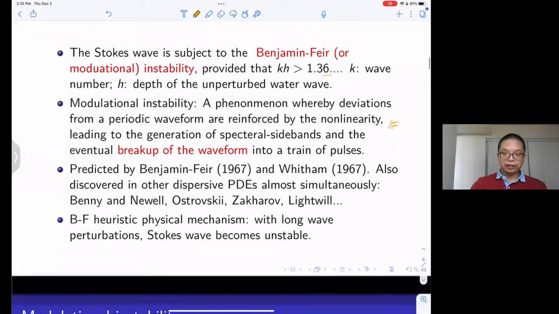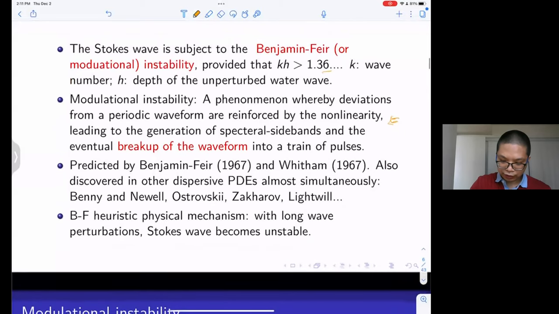All right, so here, this is the modulational instability. It just says that a periodic wavefront, after some perturbation, due to the nonlinear effect, will generate a spectral sideband and eventually break up the wavefront.